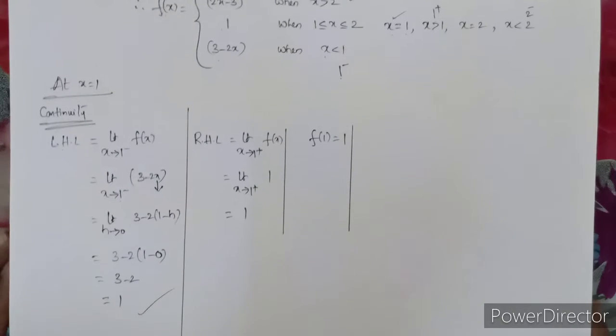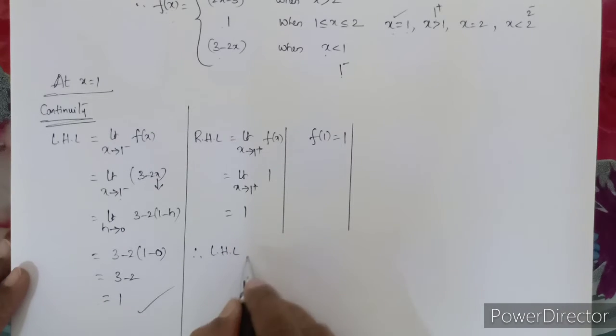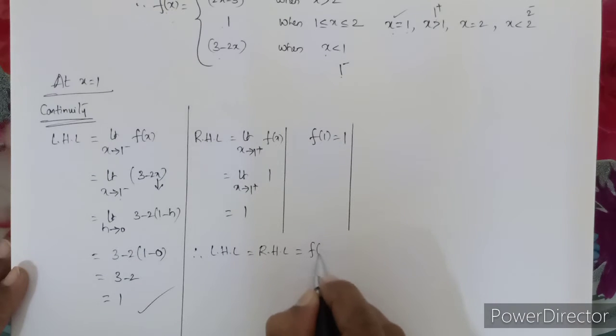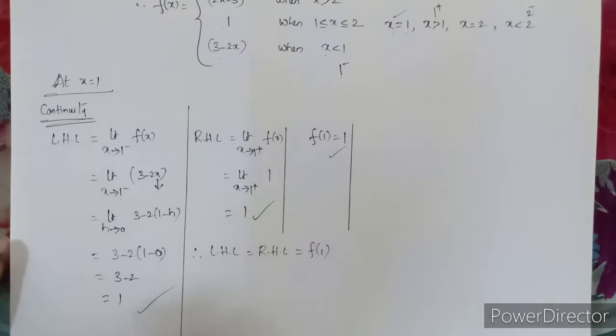Therefore, conclusion is left-handed limit equal to right-handed limit equal to f of 1. All the three results are equal to 1. So, therefore, 3 are equal. Therefore, f is continuous at x is equal to 1.